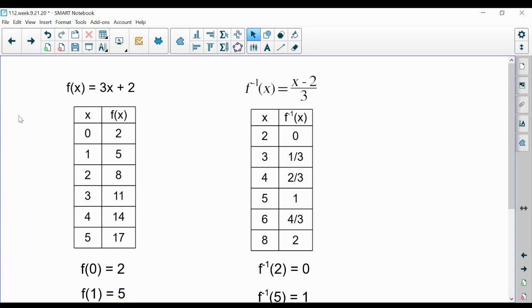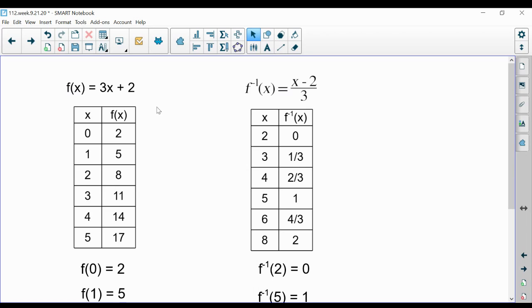Let me show you what I mean by that. So here are the two tables of these functions with some ordered pairs. So f of 5 is 17, because 3 times 5 is 15 plus 2 is 17. Well, if you put 17 in this function, it'll get you back to 5. 17 minus 2 is 15. And 15 divided by 3 is 5.